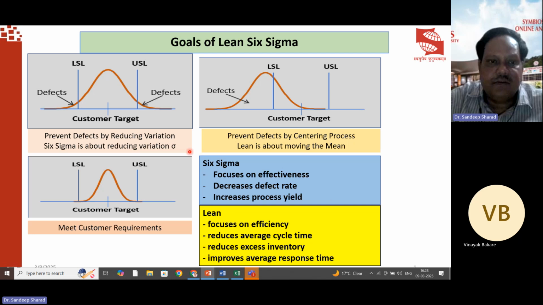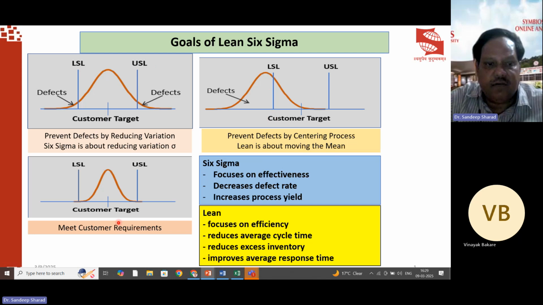The goal of Lean Six Sigma, as far as the customer target is concerned, is that we do not go beyond the LSL and USL limits. That is your defect limit. We should not cross that. And similarly, if you are shifting the LSL and USL towards the mean line, it also prevents defects by centering the process. Lean is about moving the mean, preventing the defect. Six Sigma is about reducing the variation in the sigma, or standard deviation, to meet the customer requirements. So this is one aspect.